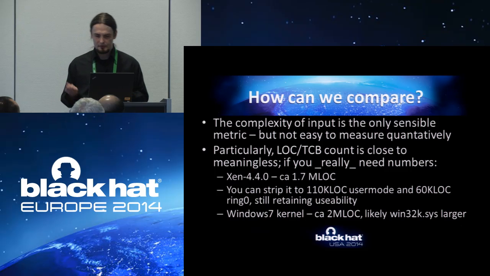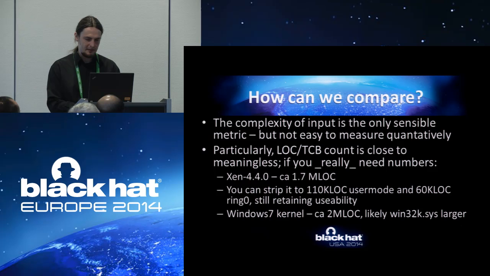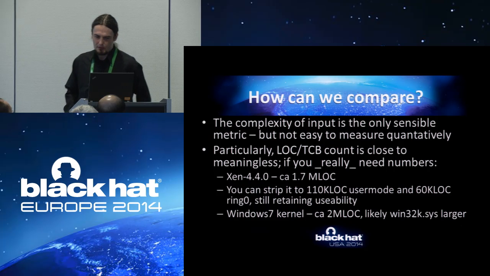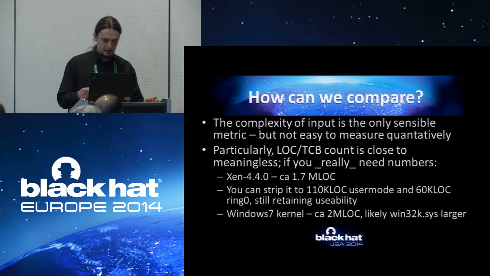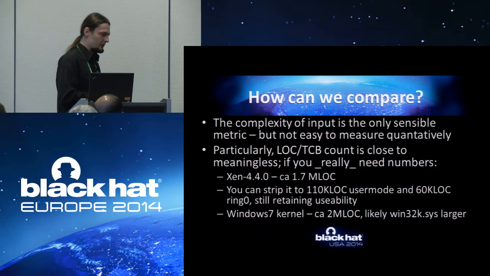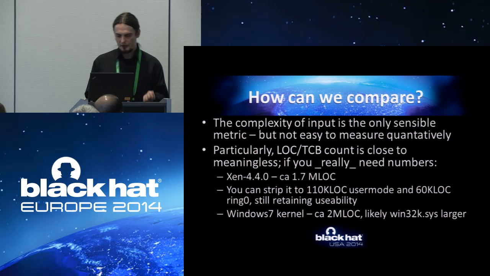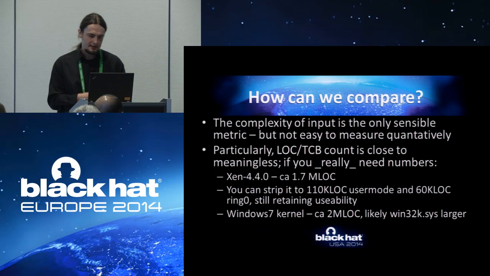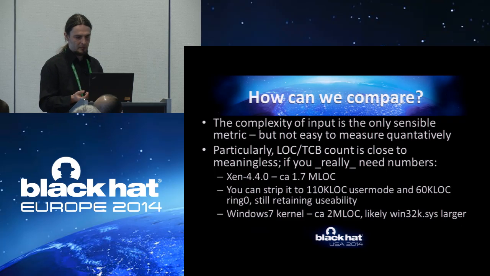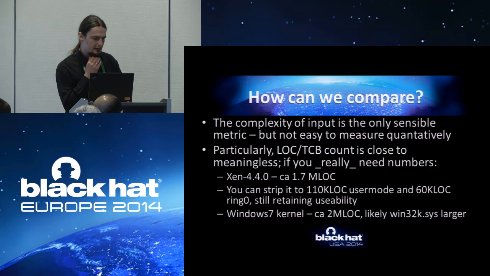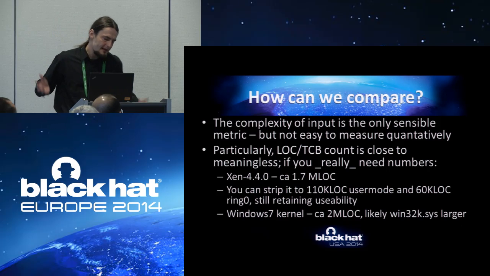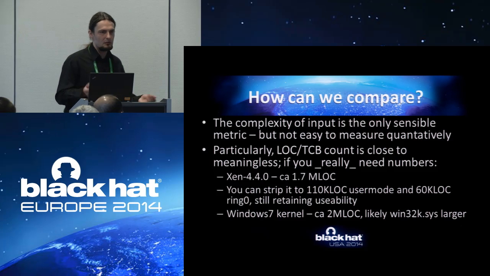If you really need numbers, if you must hear some numbers, take Xen 4.4, the recent one. It has about 1.7 million lines of code. So quite a lot. Again, the point is that it's mostly bloat. For instance, it includes a lot of drivers for virtual devices which nobody would use. So you can strip it by a factor of about 10, to 110 kilo lines of user mode code and 60,000 lines of code in ring 0, and still have functionality sufficient to run VMs in a useful manner.